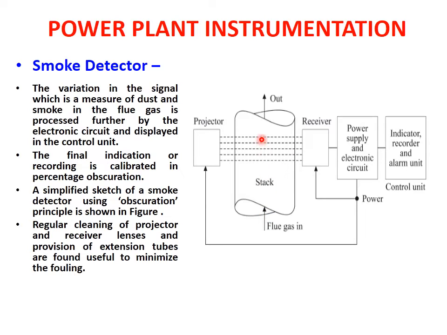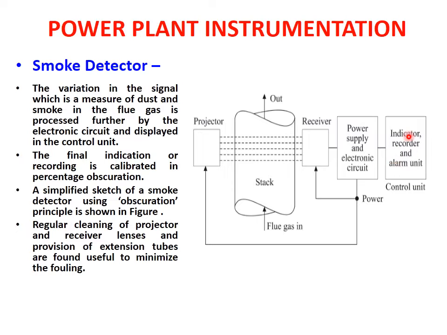So there may be a chimney or a duct provided there, which is known as a stack, and through that the flue gas will be passed and taken out from the upper end to the atmosphere. Before that, the projector and receiver will be there at the flue gas level, placed at opposite ends. The projector will take the signal and provide it to the power supply and electronic unit, and power is also taken to the receiver.